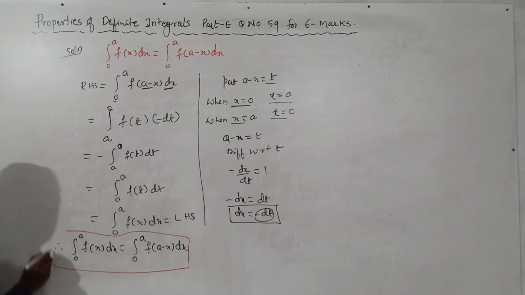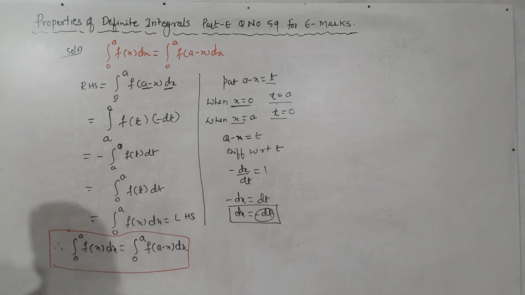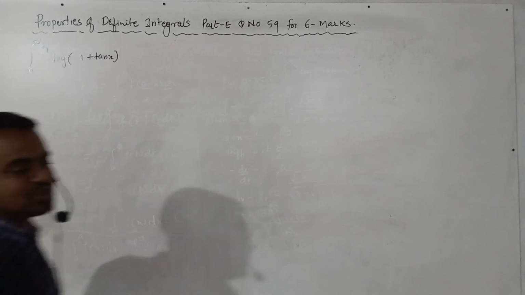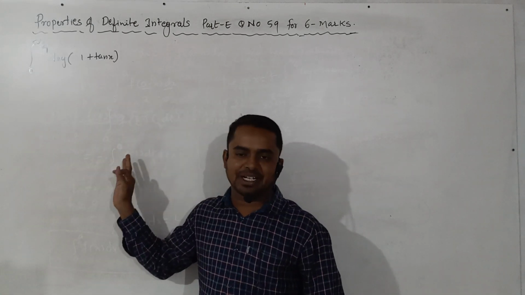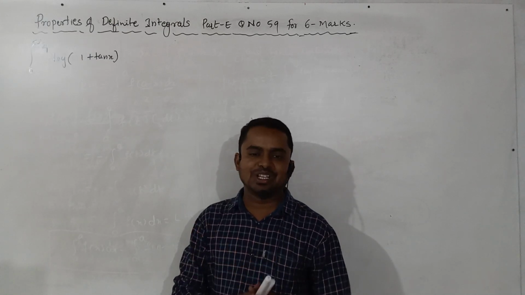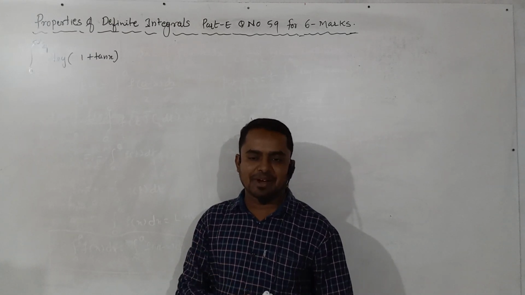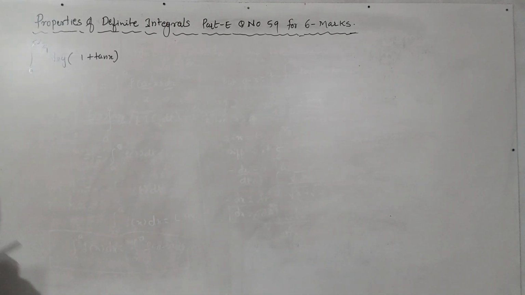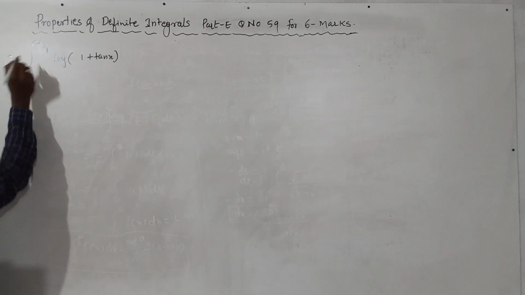This is your proof. In this way we have to prove the property. After proving the property, we have to evaluate the problem. You will get 6 marks; if you only solve the property, you will get 3 marks. See here, I is equal to the integral from 0 to 5 by 4. So write this one, I is equal to.